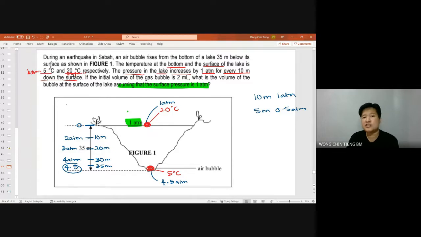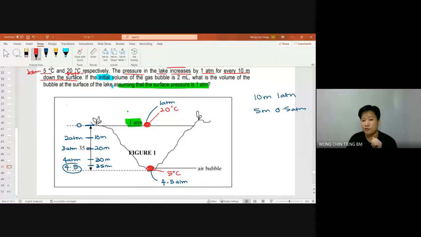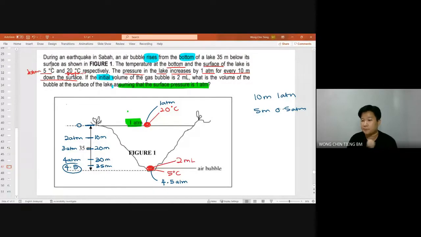And then, if the initial volume of the gas bubble is 2 milliliter, the trick over here adalah, tadi dia guna perkataan bottom top, tiba-tiba datang kat sini, initial. Ni masalah dia. The bubble is not going down. The bubble is rising from the bottom. So our initial is at the bottom. So the 2 milliliter is at the bottom. Soalan tanya volume of the gas bubble at the top.